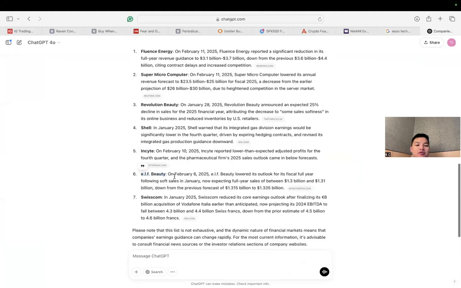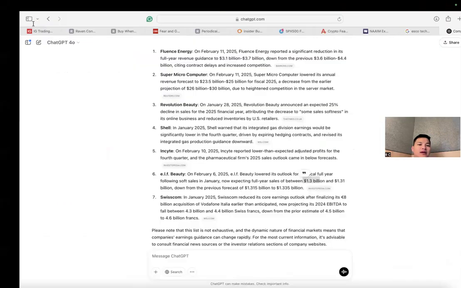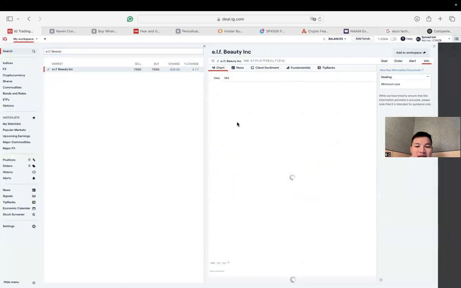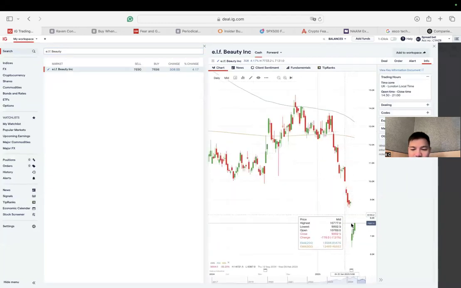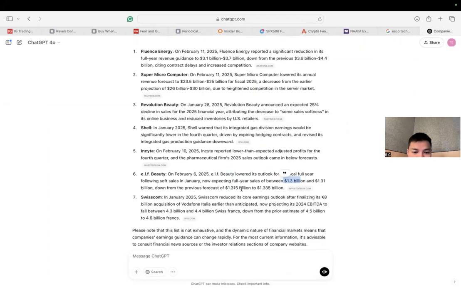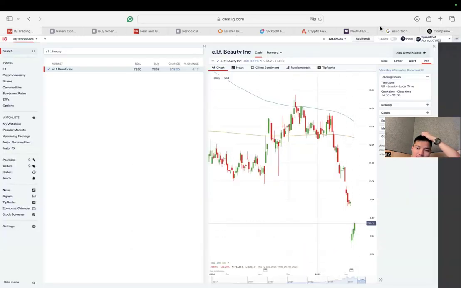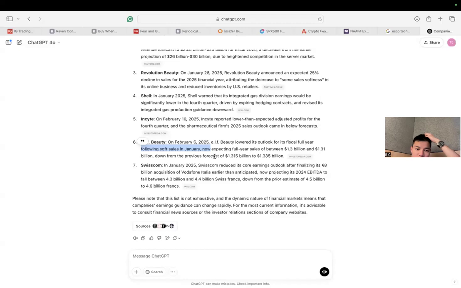EF Beauty, February 6th, lower outlook from what to what? 3.15 to 3. A little bit, not too big. Because it's so small, you can see it's only decreased from 1.315 to 1.3. It's the same. So you will ignore that. Swisscom, hence the price actually went up. Yeah, because we ignore the small change.